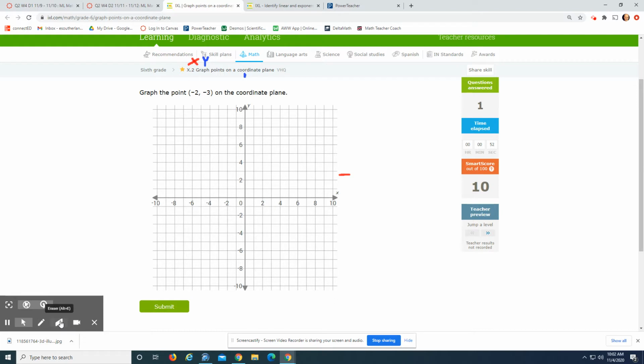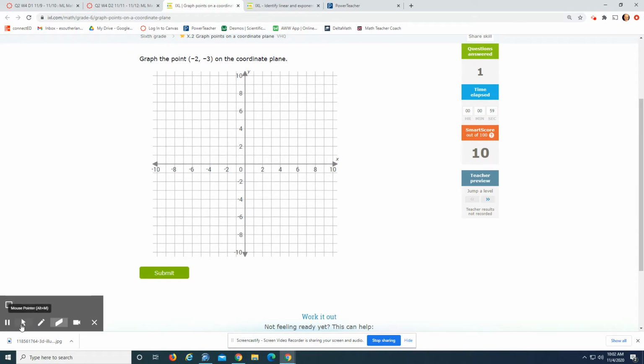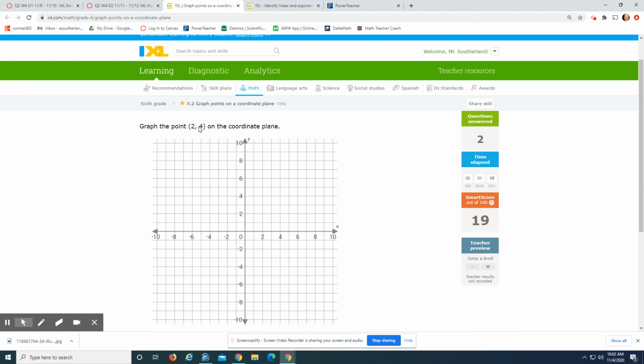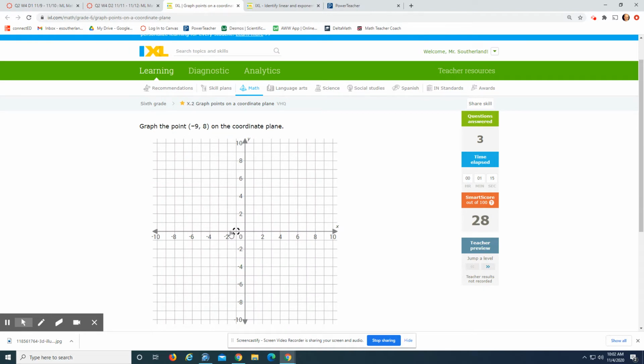We'll erase these so that these are gone. So this says -2, -3 on this one. You'll start here, you'll go to -2, and you'll go down to -3. And you're going to keep doing that. So 2, 4. You start here, go to 2, go up to 4. -9, 8. So we start here, we go over to -9, we go up to 8. -1, 10. So -1 up to 10.